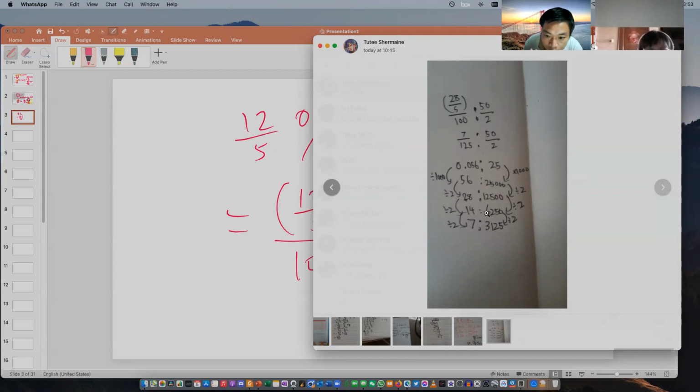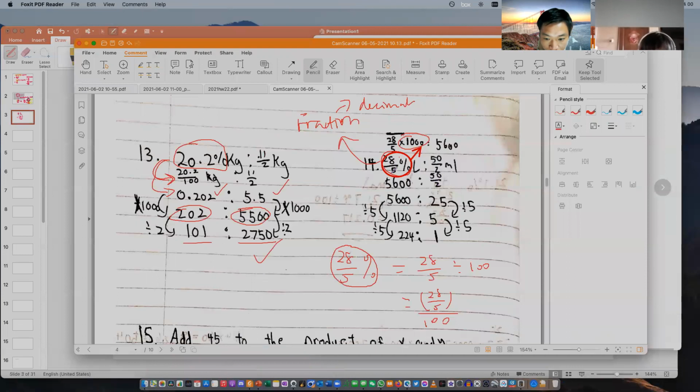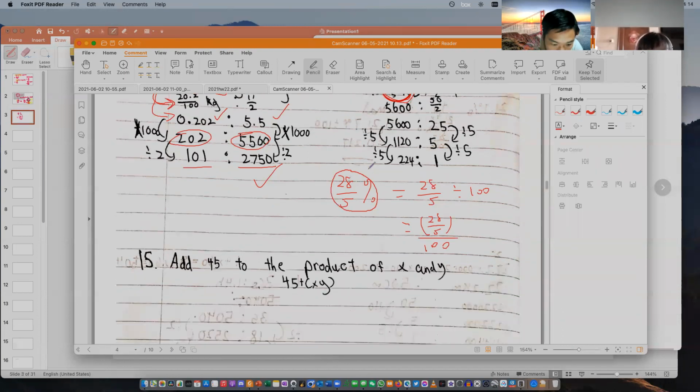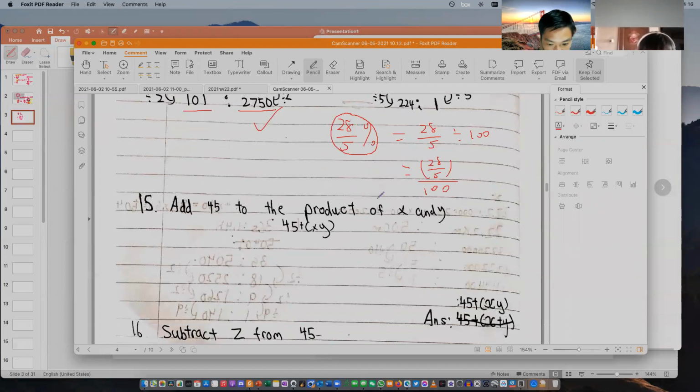Okay, so very good. I have explained to you how you can do such a question. First thing, given a percentage, change to fraction, change to decimal, not times 1,000 first. Okay, next, add 45 to the product of this. So the product is this. So you add. Yeah, very good.